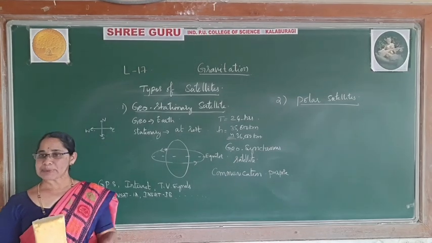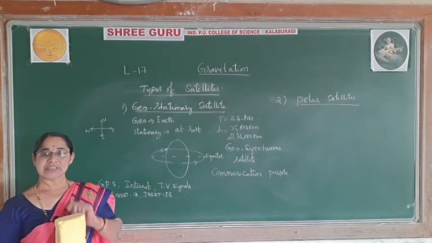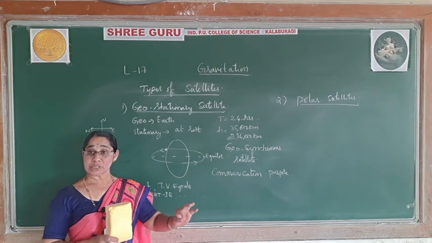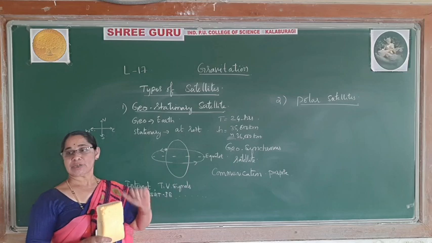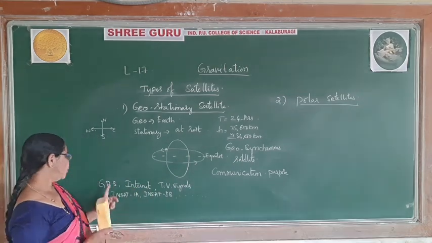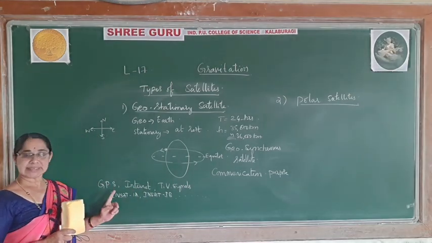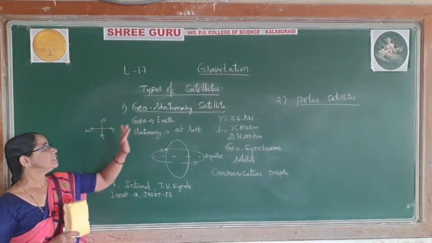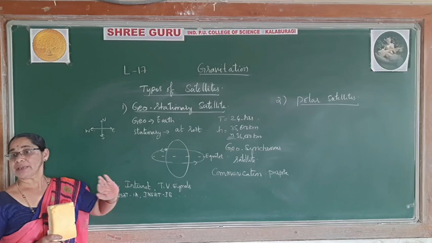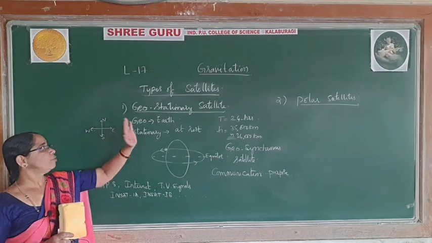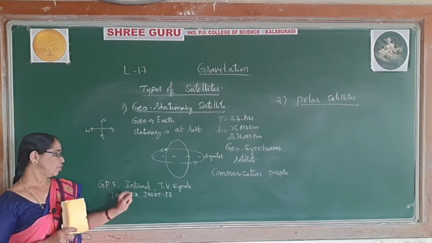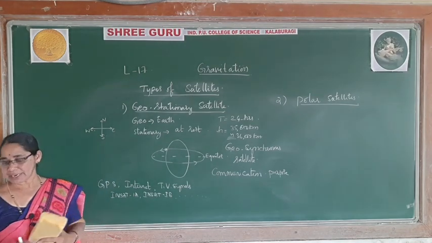What is the purpose of this satellite? The purpose of the satellite is for communication purposes and also surveillance with respect to communication, and also for GPS, internet, TV signals. For all these, geostationary satellites are very useful. So remember, these geostationary satellites are used for communication purposes.